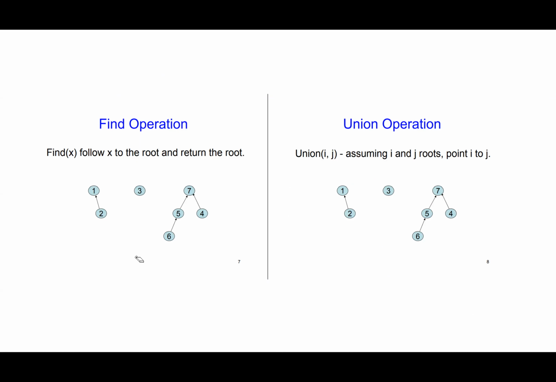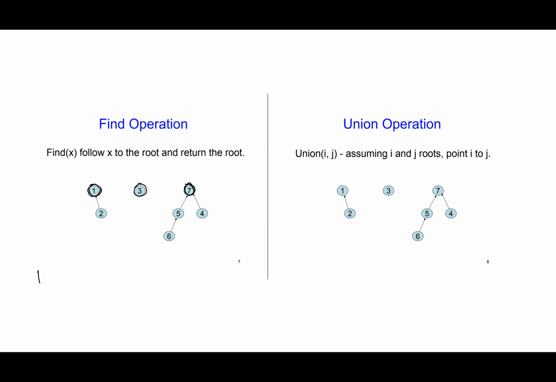So if it's a tree-like structure, how does find work? Here we see 3 disjoint sets. For the first one, the representative is 1. For the second one, 3 is the representative, and for the third one, the representative is 7.